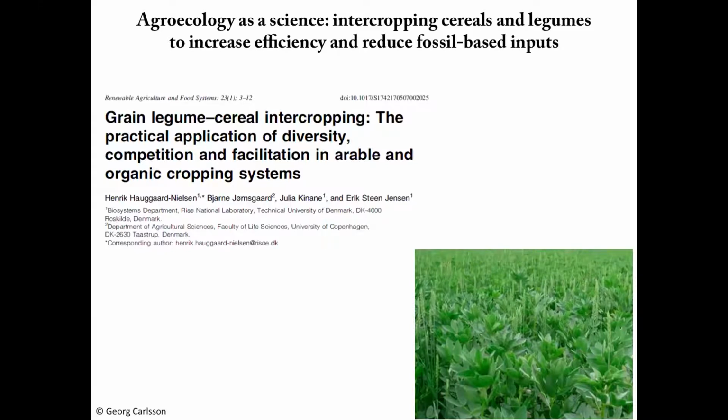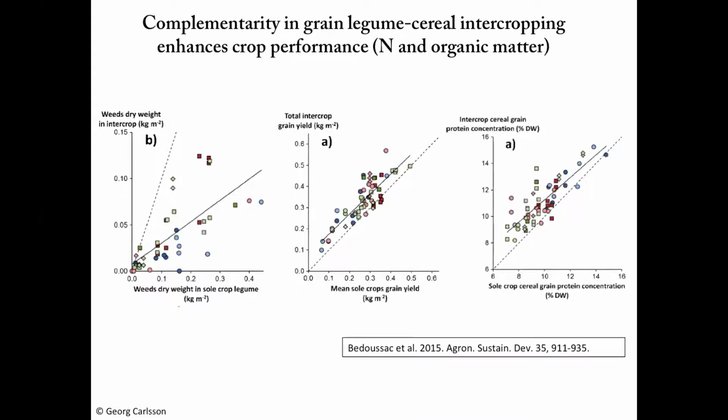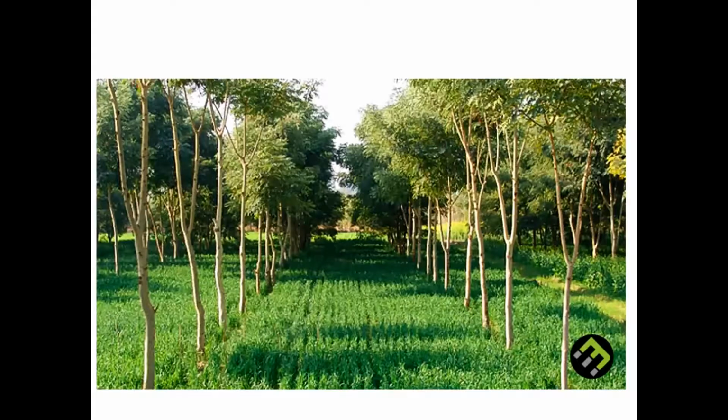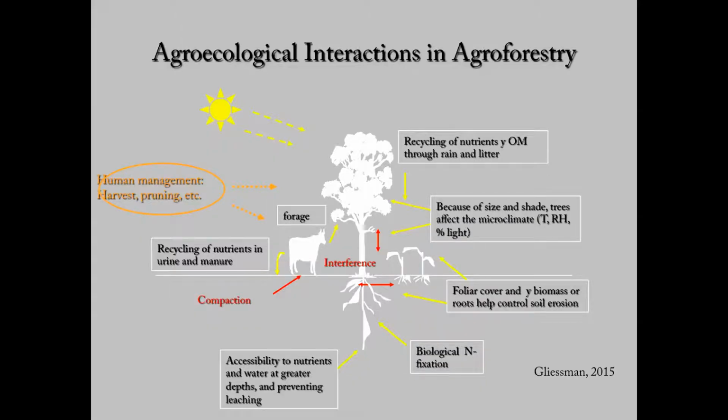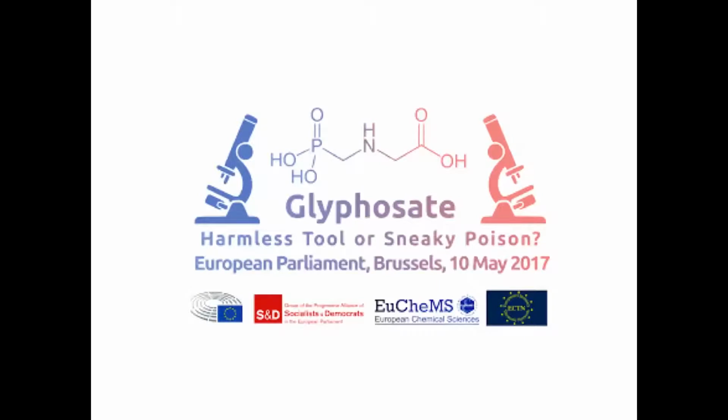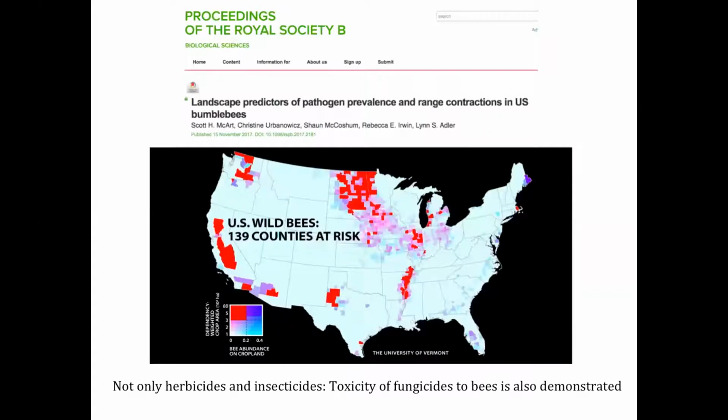They are intercropping cereals with legumes, and they are getting a higher amount of dry weight, fewer weeds, more grain, and more protein than sole crops. We can think about agroforestry systems in which the energy efficiency and the mineral efficiency are higher than monocultures.